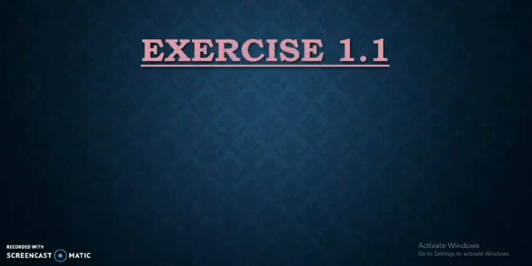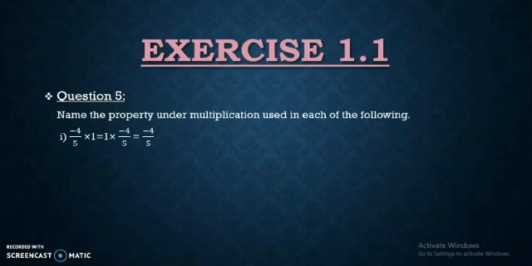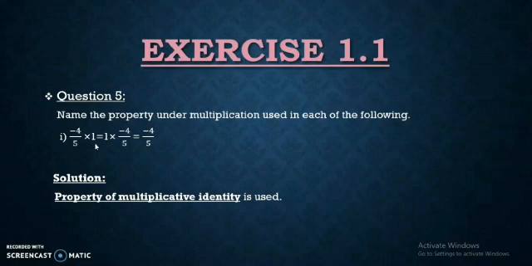Now we will discuss some questions from exercise 1.1 which are based on the properties of rational numbers. So we are discussing question 5. Question 5 is, name the property under multiplication used in each of the following. First part is minus 4 by 5 into 1 is equal to 1 into minus 4 by 5 is equal to minus 4 by 5. So as you all know, 1 is the multiplicative identity for rational numbers and it helps the rational number to retain its identity. So the property used is property of multiplicative identity.